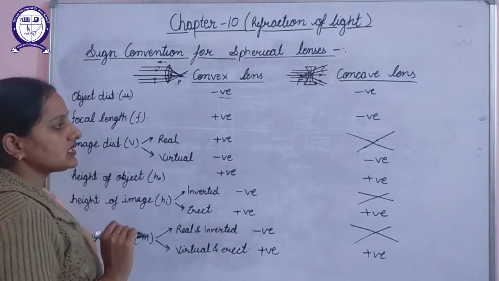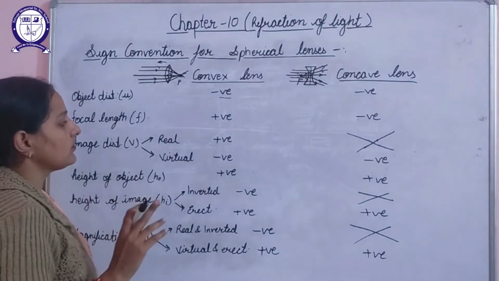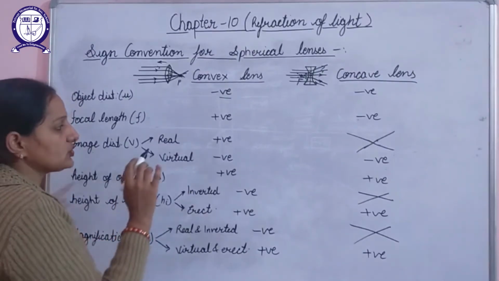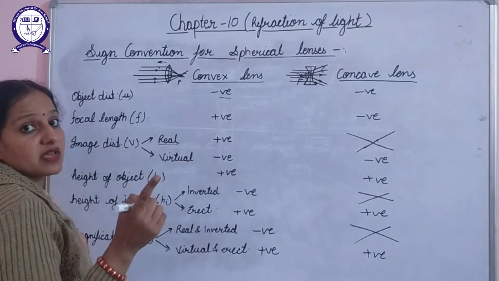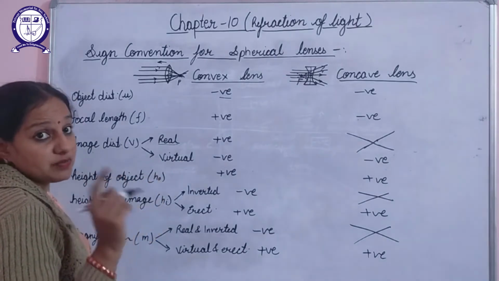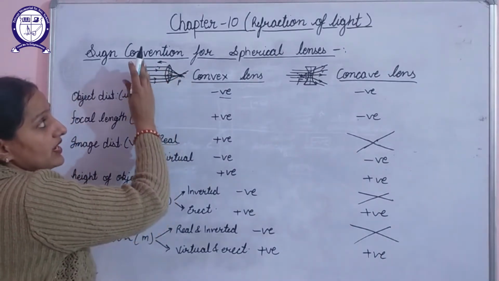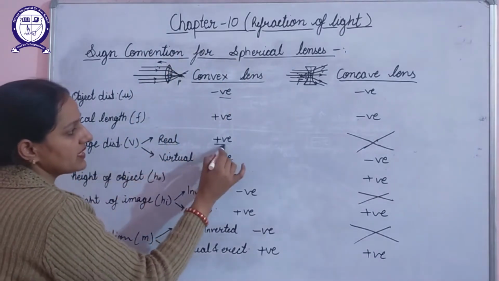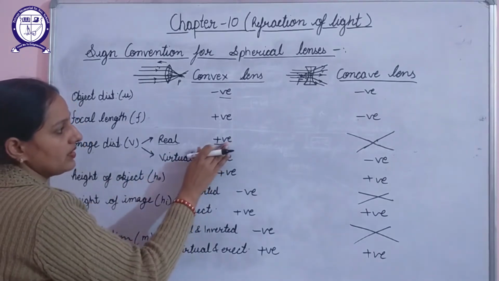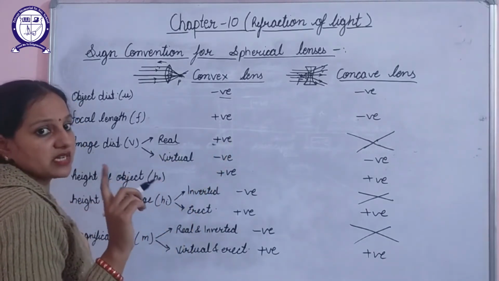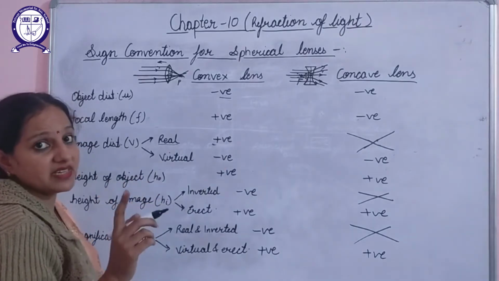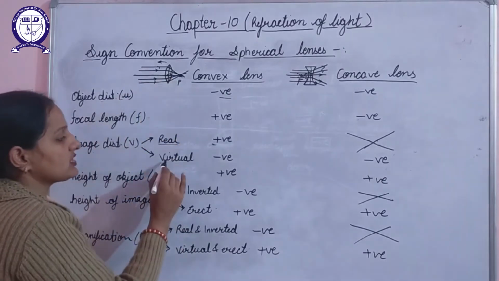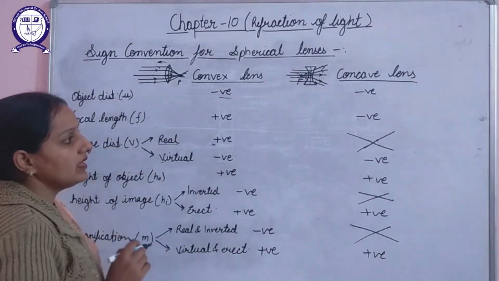If we talk about image distance, the sign of image distance can be assigned only on the basis of the nature of the image. Real images are formed when the rays of light actually meet, and in the case of a lens, rays of light meet on the right side of the lens. So real images will be taken as positive. Virtual images are formed when the rays of light are not actually meeting; it appears as if they are meeting. So they appear to meet on the left side. That's why a virtual image is represented with a negative sign.